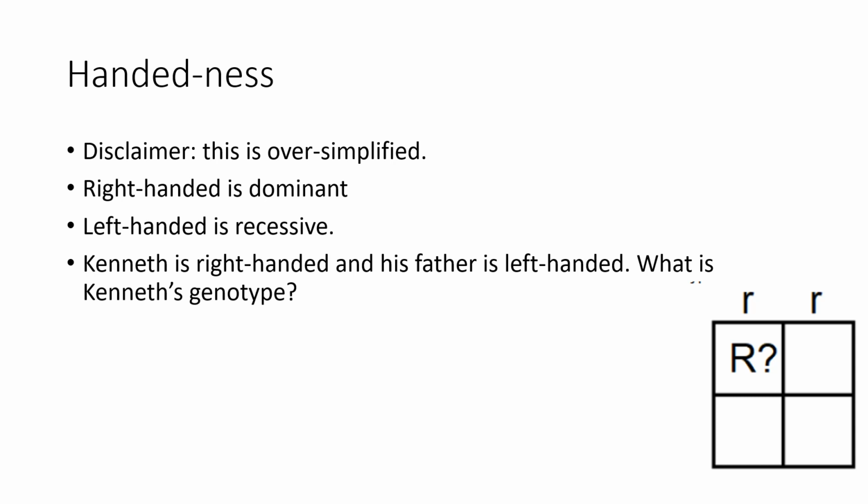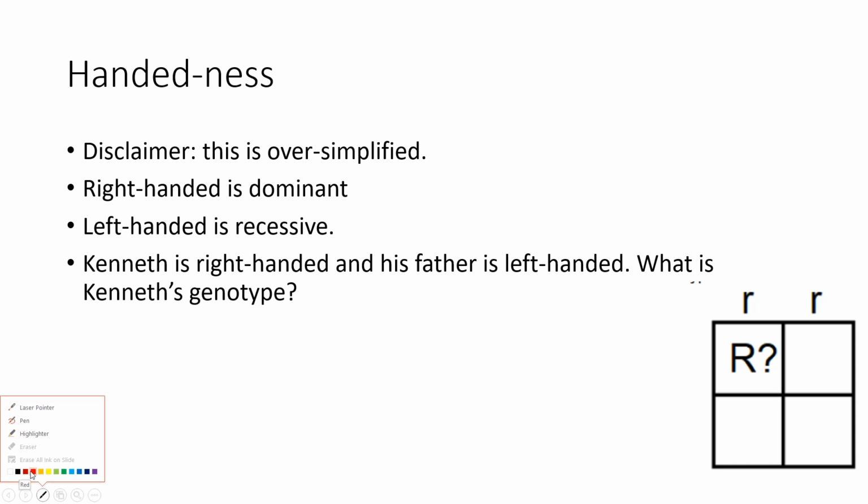What they tell us in the scenario in the lab manual is that being right-handed is a dominant condition, and being left-handed is recessive. They give us this little problem of Kenneth. Let's try to figure out what Kenneth is. He's right-handed, but his father is left-handed. With that information, can we figure out exactly what his genotype would be?